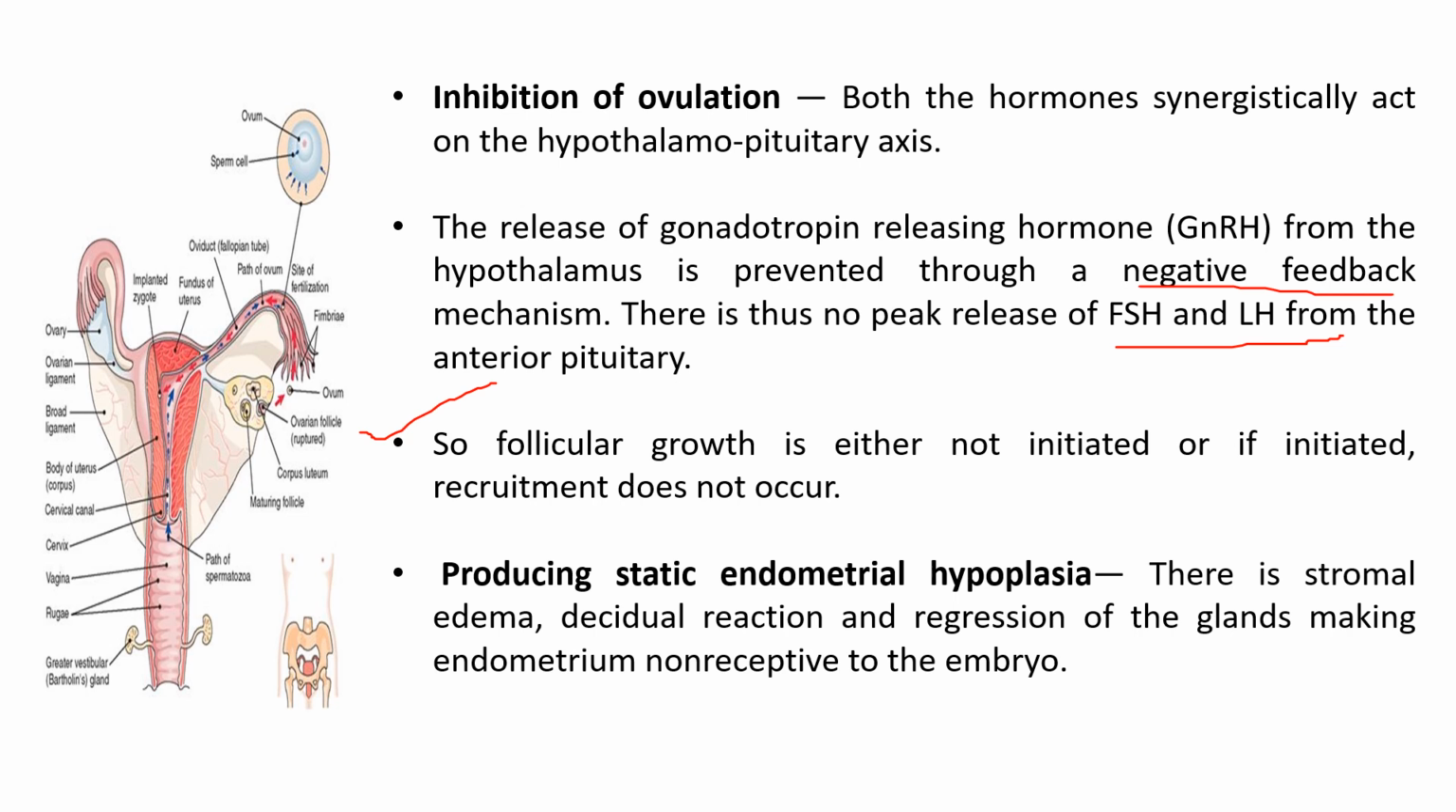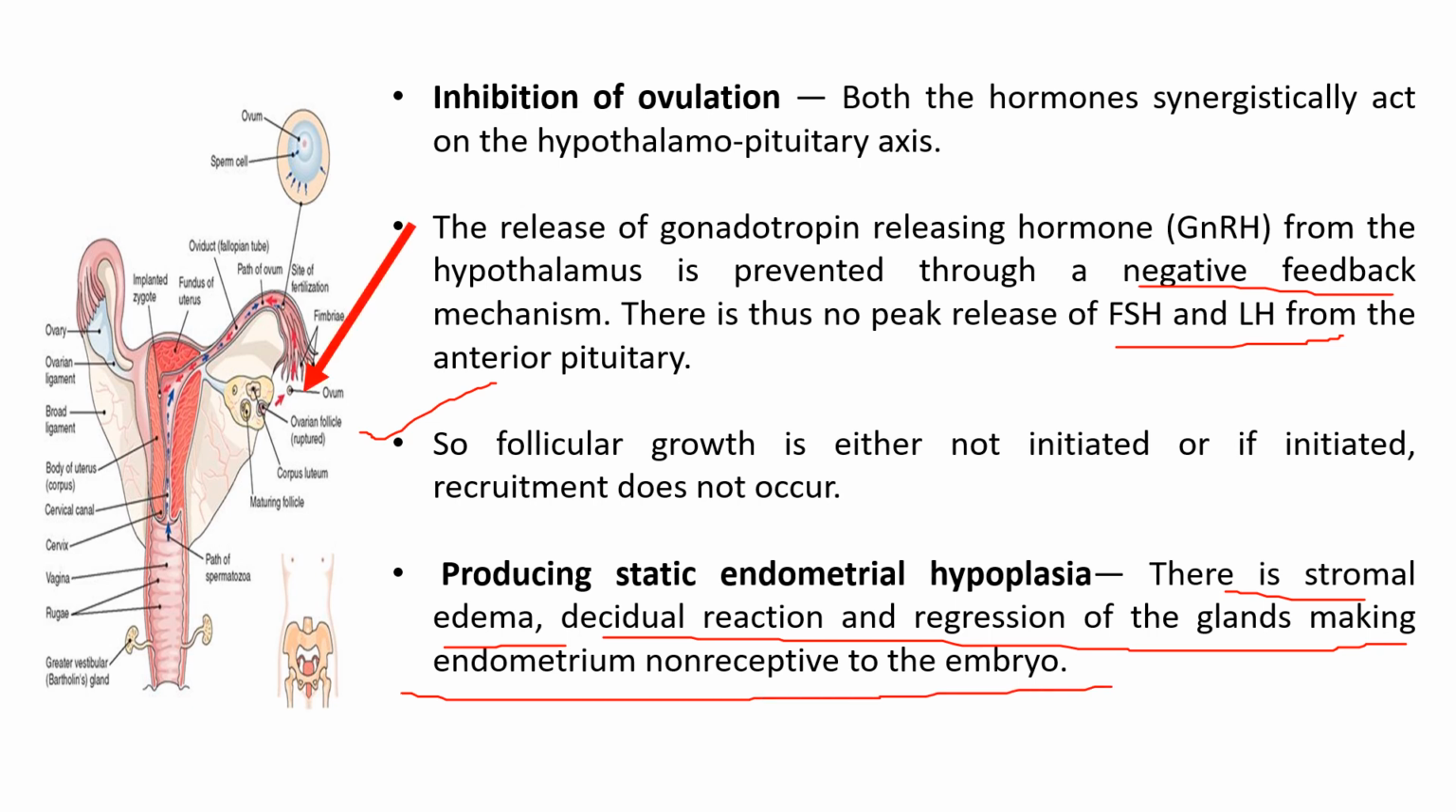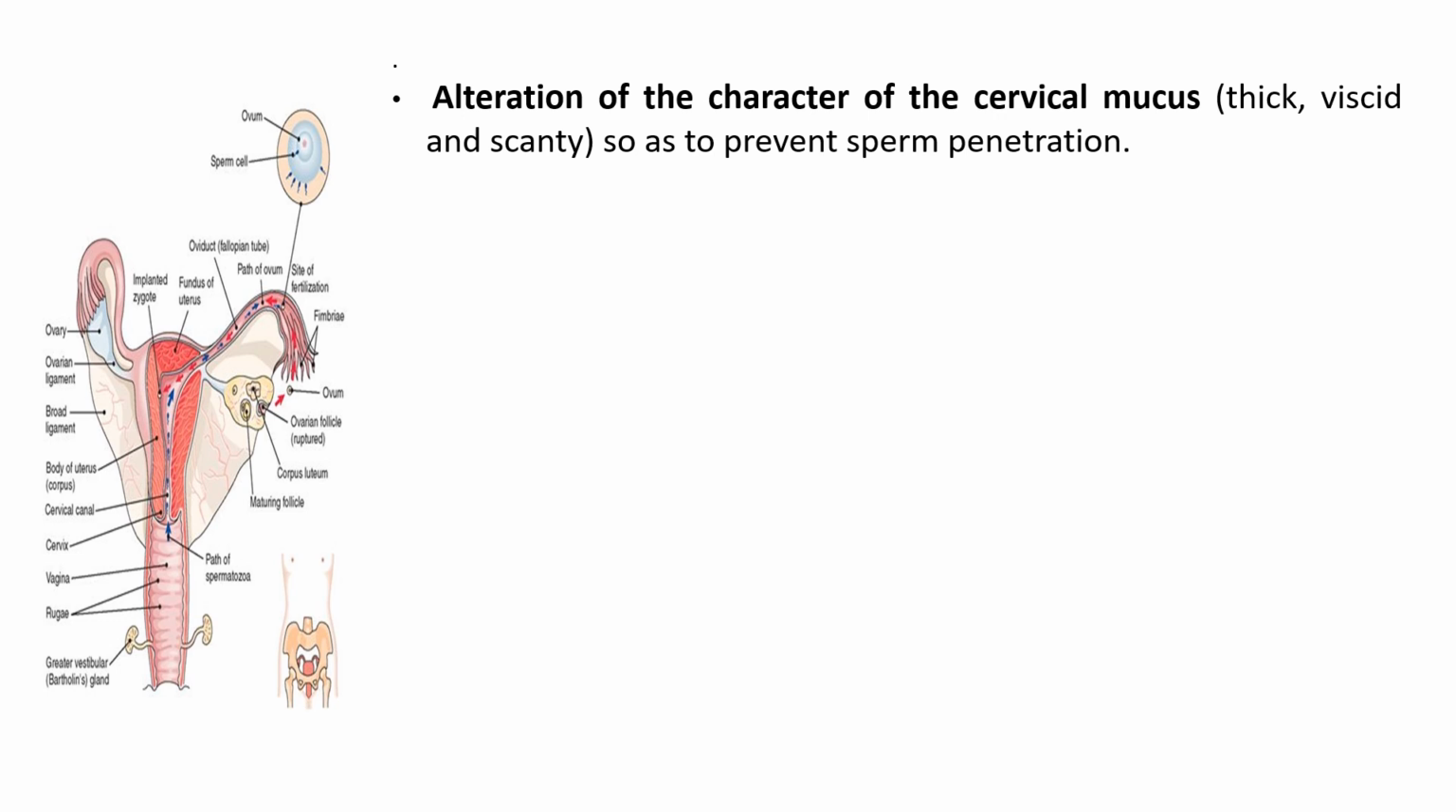Next, producing static endometrial hypoplasia, there is stromal edema, decidual reaction and regression of the glands, making the endometrium non-receptive for the embryo. So from here, we know that this is the site where it will act. Now, another important mechanism is alteration of the character of the cervical mucus, making it thick and viscid. So if the cervical mucus is thick and viscid, entry of sperm will be prevented.